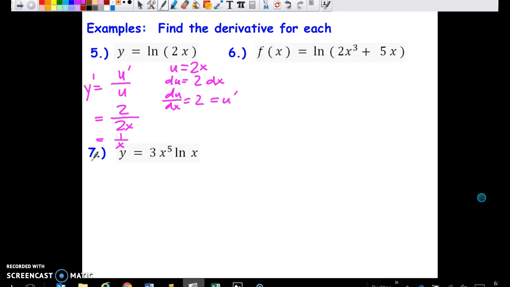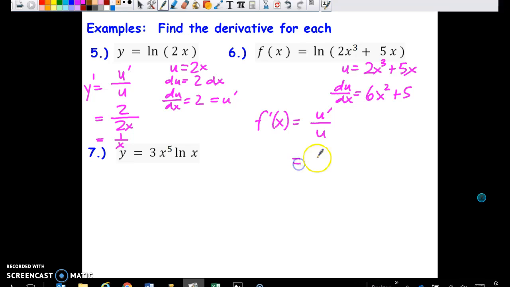Going over here, u is equal to 2x to the 3rd plus 5x. Now we have to get out of the habit of doing u substitutions. We're just doing it for integration, that is. So we're just doing a u substitution for derivatives. This becomes 6x squared plus 5. So then f prime of x is going to be u prime over u, which is the same thing as 6x squared plus 5 over the u, which is 2x to the 3rd plus 5x.